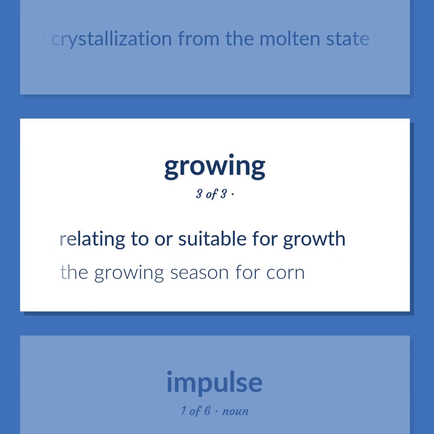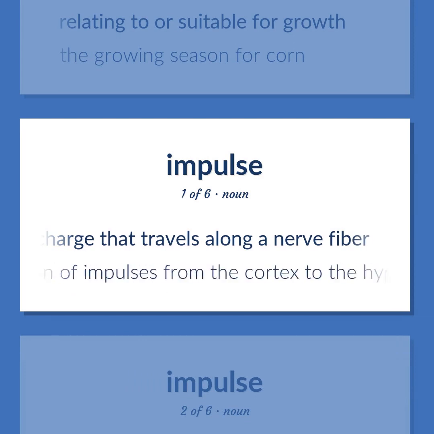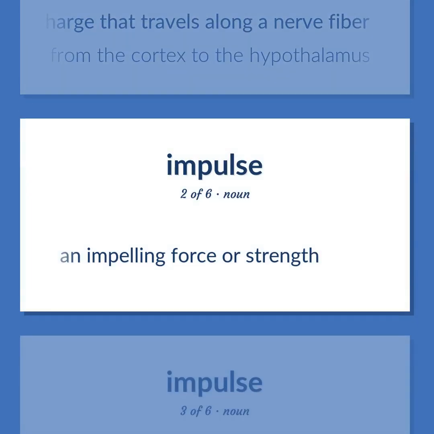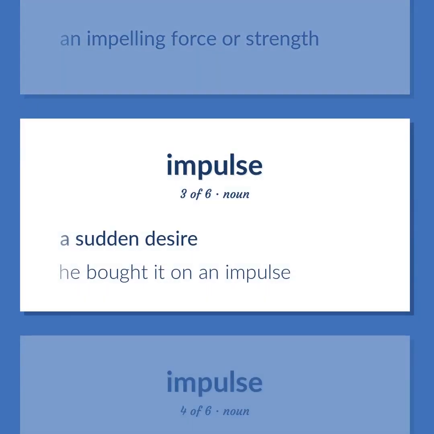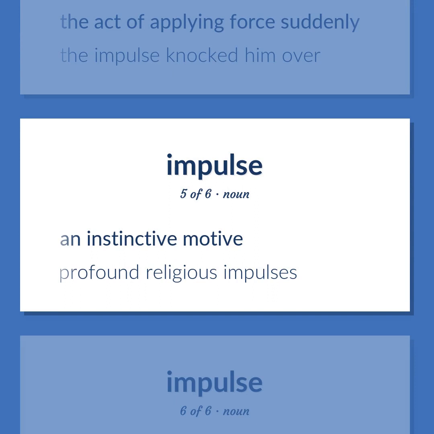Relating to or suitable for growth. The growing season for corn. The electrical discharge that travels along a nerve fiber. They demonstrated the transmission of impulses from the cortex to the hypothalamus. An impelling force or strength. A sudden desire. He bought it on an impulse. The act of applying force suddenly. The impulse knocked him over. An instinctive motive. Profound religious impulses.